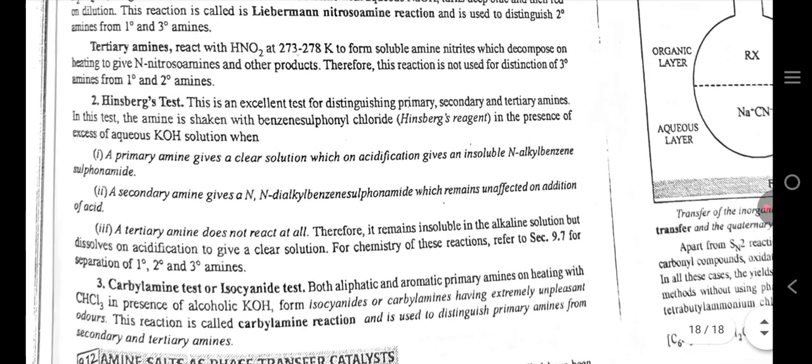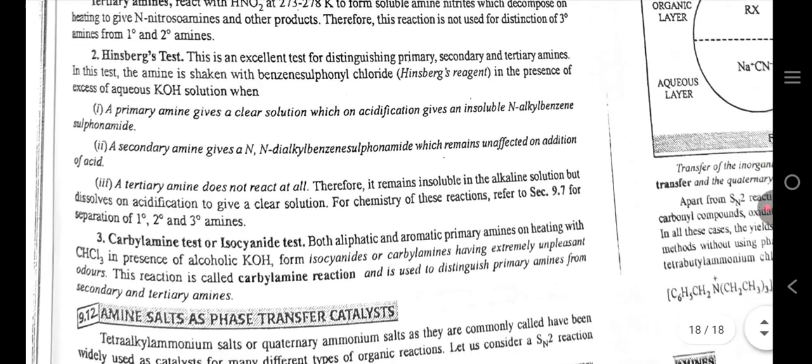Tertiary amines react with HNO2 at 273 to 278 Kelvin to form soluble amine nitrites, which decompose on heating to give N-nitrosoamines and other products. Therefore, this reaction is used to distinguish tertiary amines from primary and secondary amines.